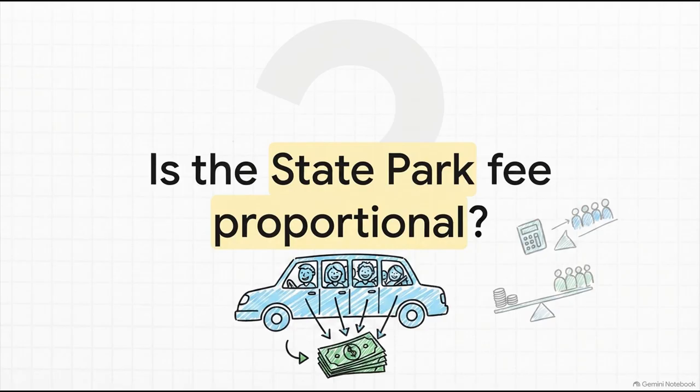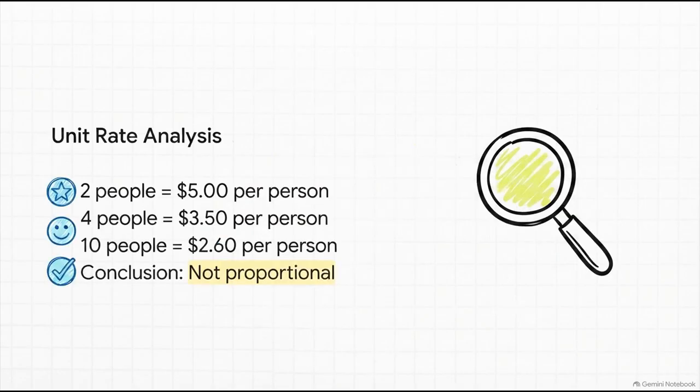To figure this out, I want you to mentally find the cost per person for each row. We need to see if those quotients are equal. Think about it this way. If everyone in the car split the bill evenly, is everyone paying the exact same share regardless of how packed the vehicle is? Let's look at the math.